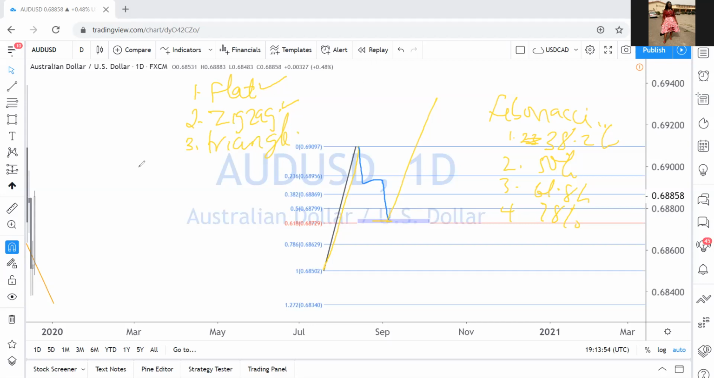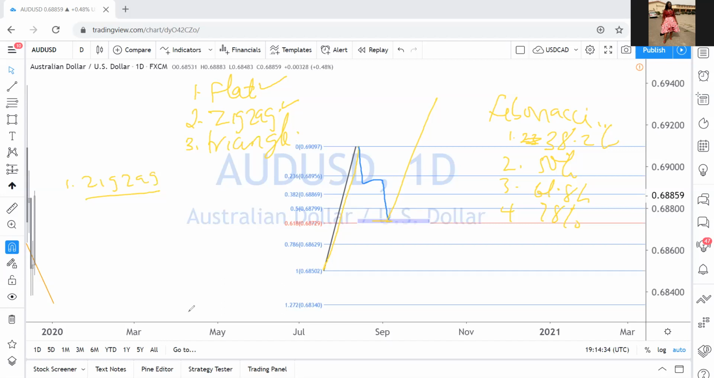Now, what is a zigzag? A zigzag is a corrective structure that drags to the downside, and it's a three-wave structure. All right, it is not a sideways corrective structure. It is not a sideways corrective structure, and it drags to the downside. Okay, and you can see a zigzag corrective structure in either wave 2 of an impulse or wave 4 of an impulse. What do I mean?